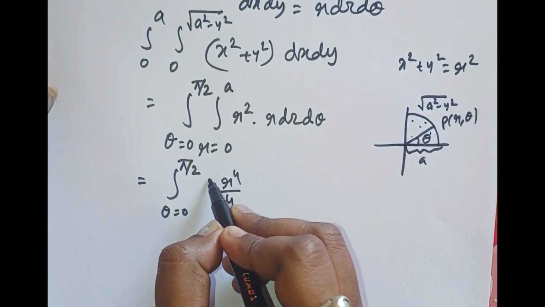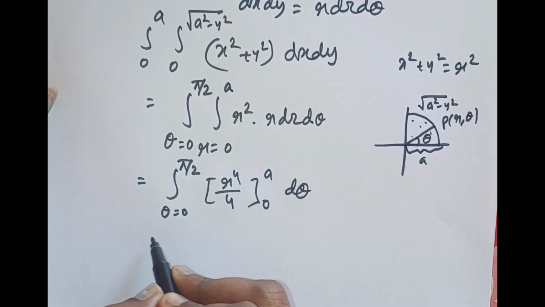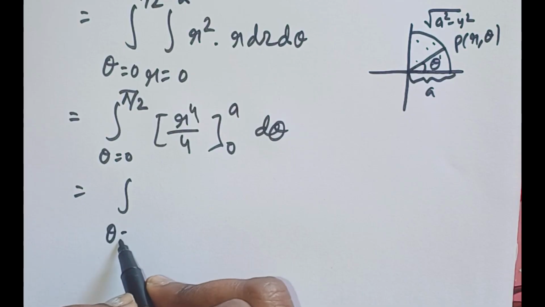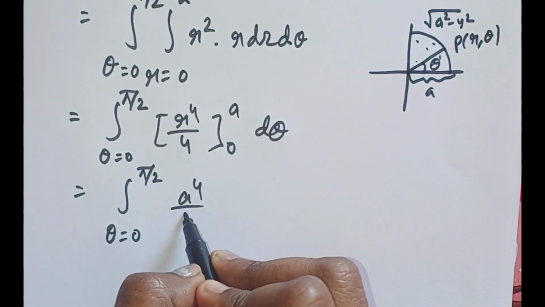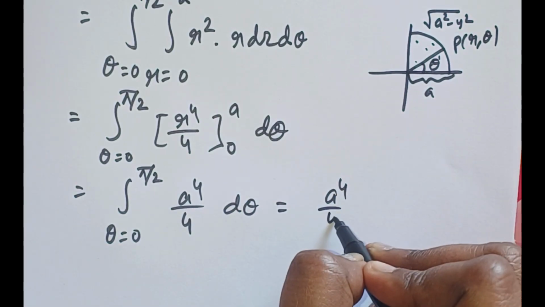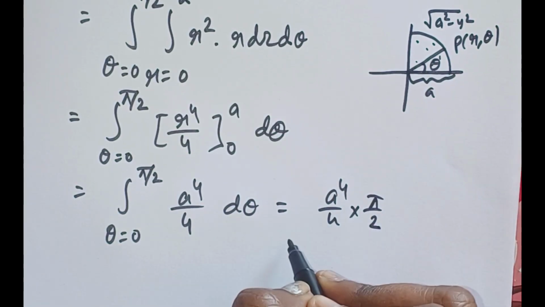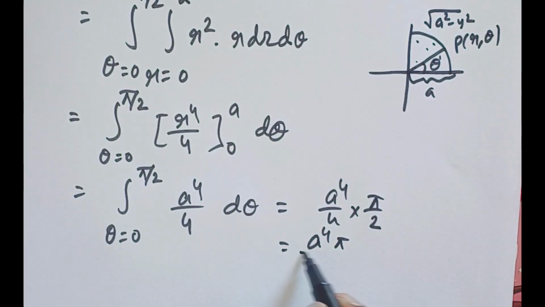So this is r to the power 4 by 4, 0 to a d theta. So 0 to pi by 2, a power 4 by 4 d theta. If you solve this, a power 4 by 4 into pi by 2. So the final answer is a power 4 pi by 8.